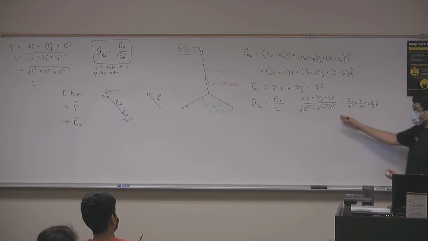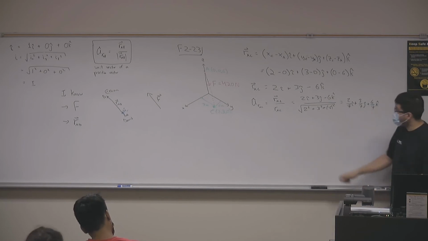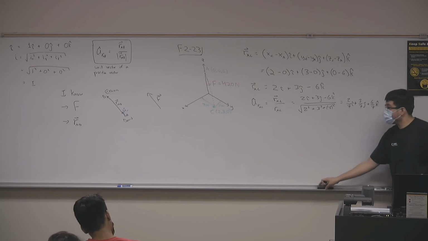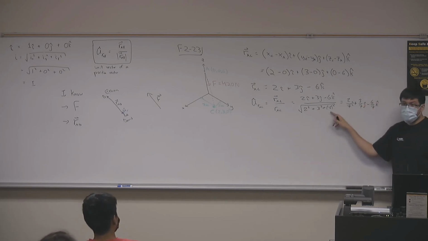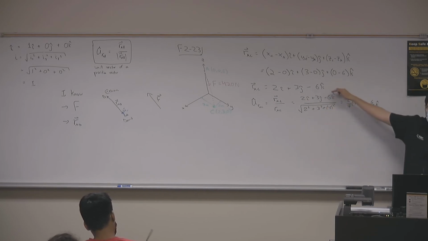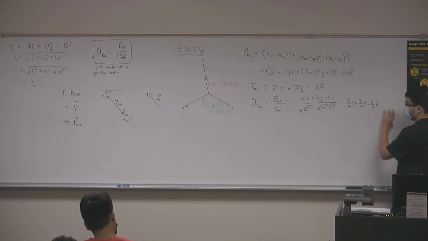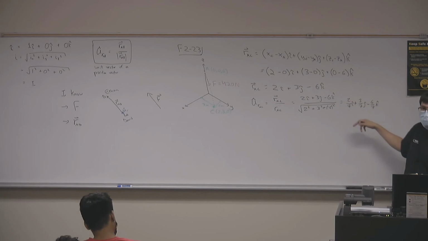Yes, the magnitude is 7. What's wrong? Yes? He lost the sign off the 6. Exactly. Remember, you have 2 plus 3 minus 6. So don't forget that. Where the sign always turns to positive is on the square root, because you're squaring your terms. But up here, you're not squaring any terms, so there's no need to get rid of your negative sign. So you have your unit vector: 2 sevenths, 3 sevenths, minus 6 sevenths.